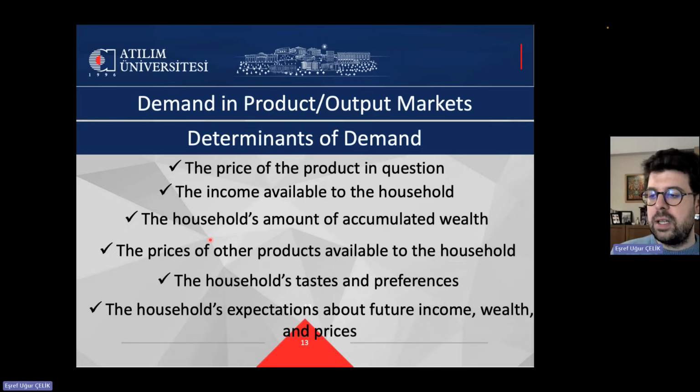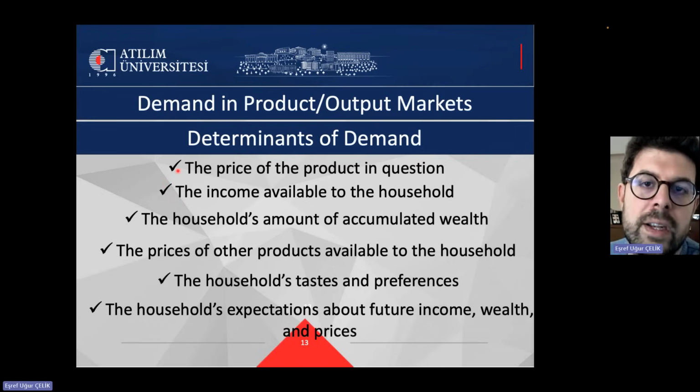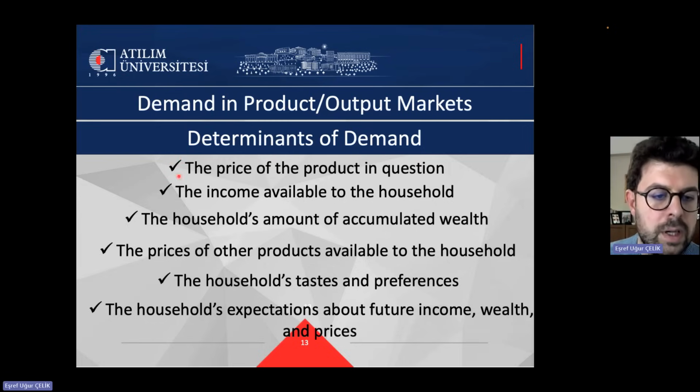Okay, let's look a little bit in detail. Firstly, we look at the price of own good. Then we look at the other parts. Why do we divide into two? Because a change in the price of own good creates movement along the demand curve. And the other factors create shifting of the demand curve.